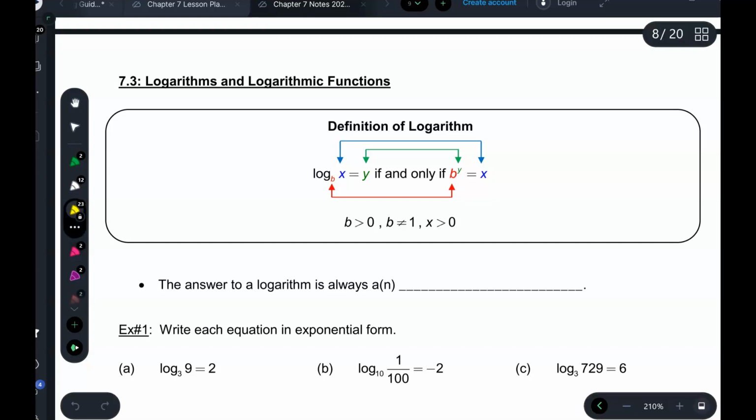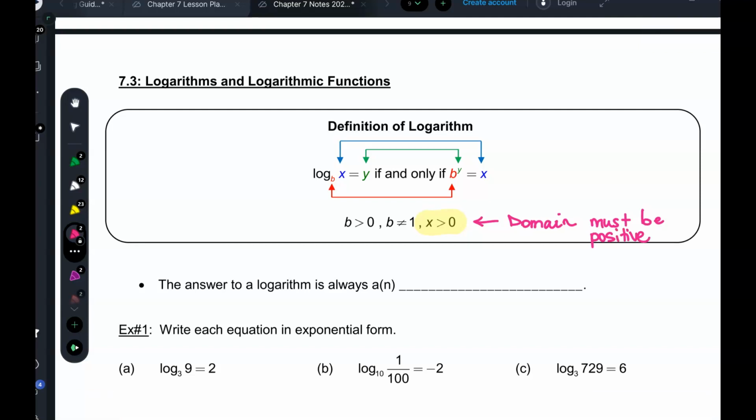Now I want to make one quick note, and that is the domain has to be positive numbers. Well, you can't take a logarithm of a negative number. You'd get an error when you plug into your calculator. Fractions are okay. You're allowed to have fractions.